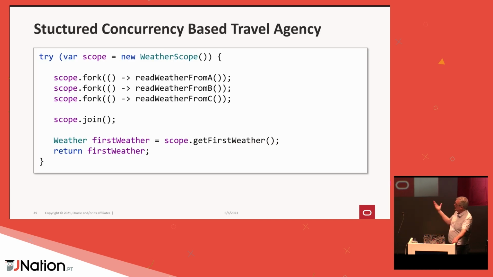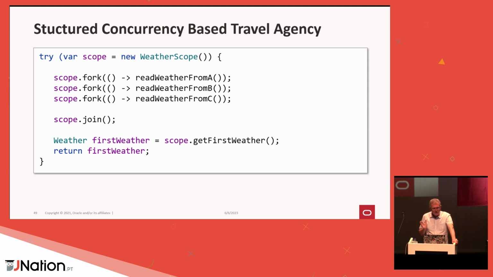You just create an object called weather scope, and we're going to take a look at this object in a minute. This scope object looks like an executor service. You submit tasks to it with the fork method, fork, fork, fork. Every time you want to submit an asynchronous task to it, you just call fork. And when it's done, you call join, and join is blocking code. But because you're blocking a virtual thread, it's okay. It's okay to write blocking code.